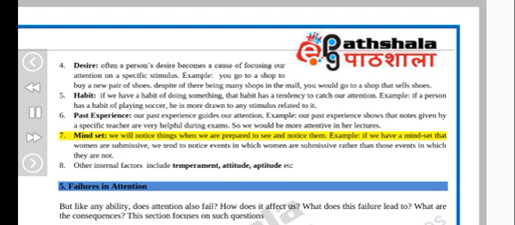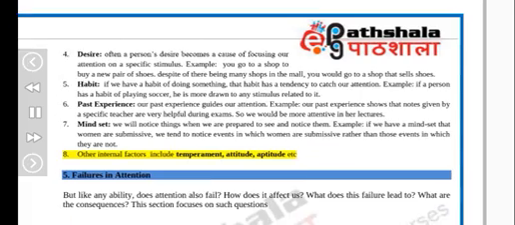7. Mindset. We will notice things when we are prepared to see and notice them. Example, if we have a mindset that women are submissive, we tend to notice events in which women are submissive rather than those events in which they are not. 8. Other internal factors include temperament, attitude, aptitude, etc.